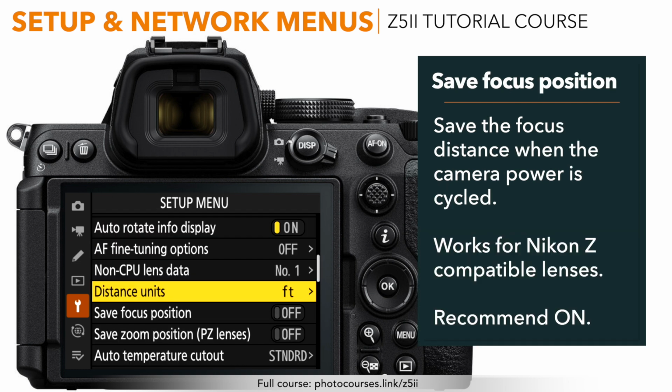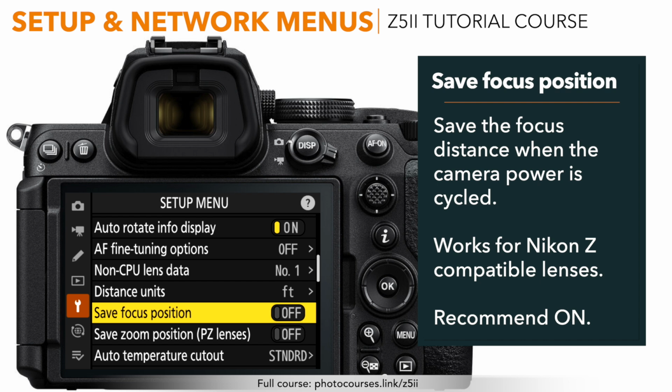Save focus position, I think, is a good setting to set to on. When that is on and you are using a compatible Nikon Z lens, your lens focus distance is going to be saved when you cycle the camera power. If this is off and you turn that camera power off and then back on, your focus is going to be reset back to infinity rather than at the distance that that lens was at when you turned the camera off. So that's why I would recommend keeping this on so that focus distance is saved.